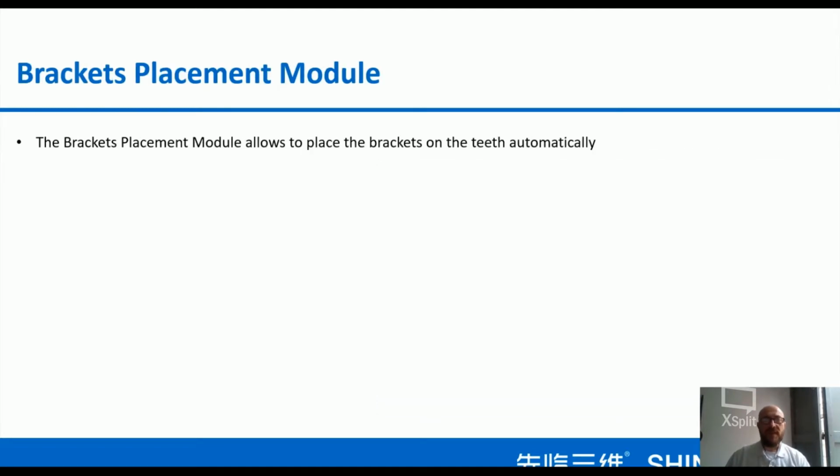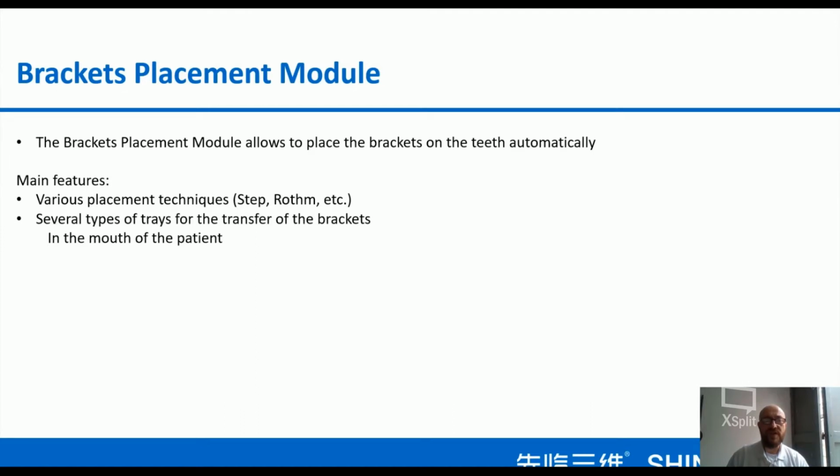The brackets placement module allows to place the brackets on the teeth automatically or manually. This placement can be done following different placement techniques, step, rhythm, and so on. And also several types of tray for the transfer of the brackets in the mouth of the patient are available.